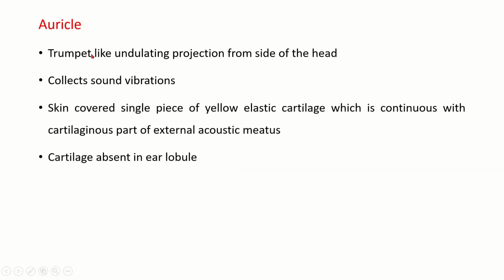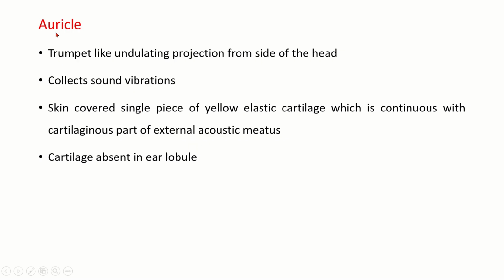The auricle is like a trumpet. It is an undulating projection from the side of the head. It is trumpet-like and collects sound vibrations from all directions, and through this the sound vibrations enter into the external acoustic meatus, which conducts the sound vibrations to the tympanic membrane. The tympanic membrane, through its connections with the ear ossicles, will pass these vibrations to the internal ear through the fenestra vestibuli, the oval window.